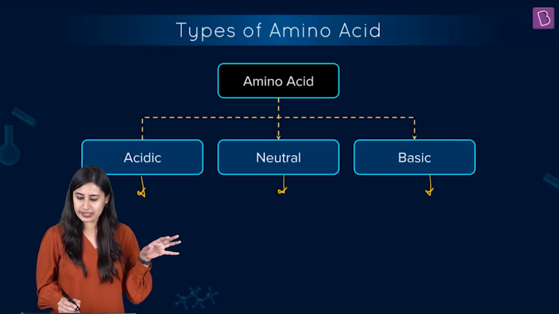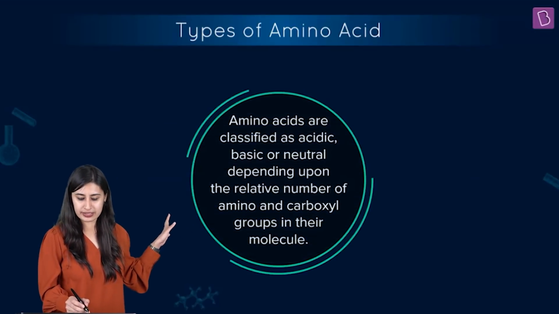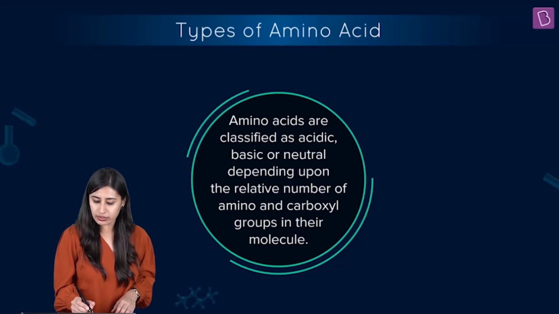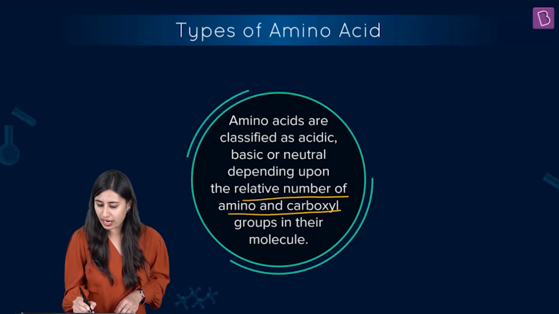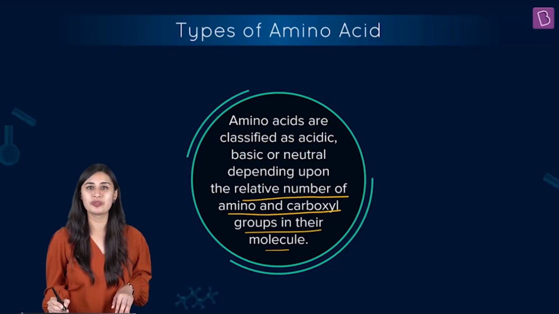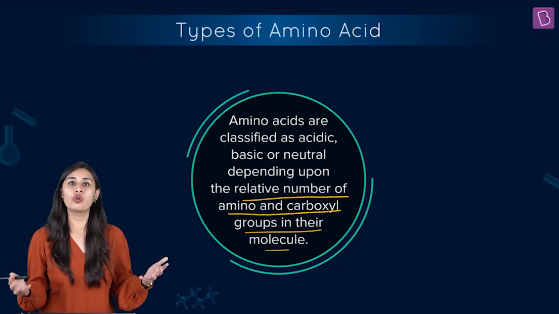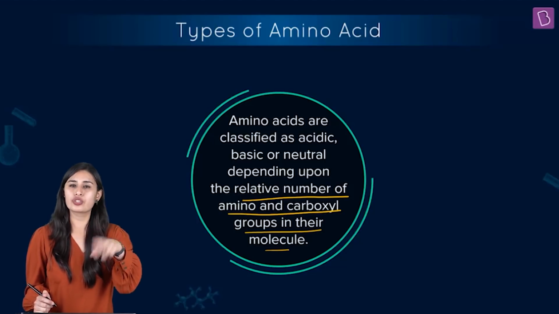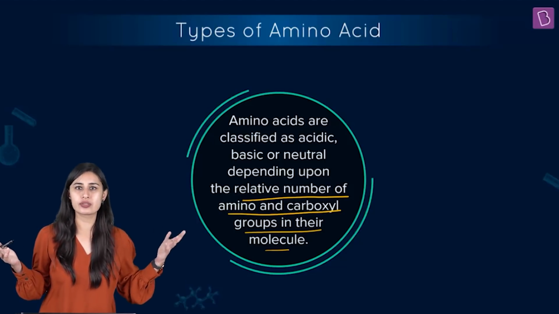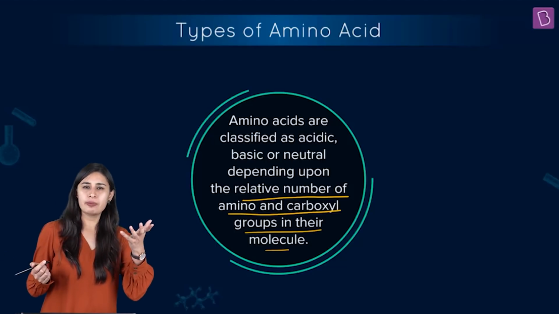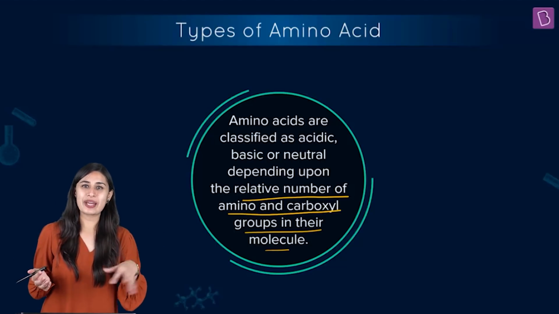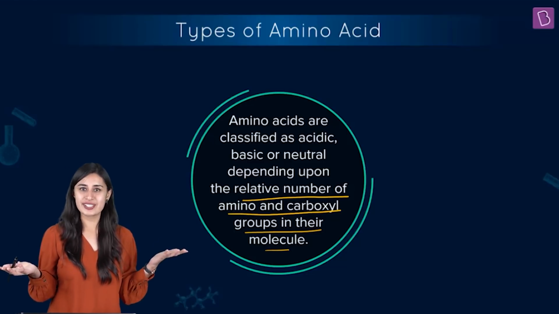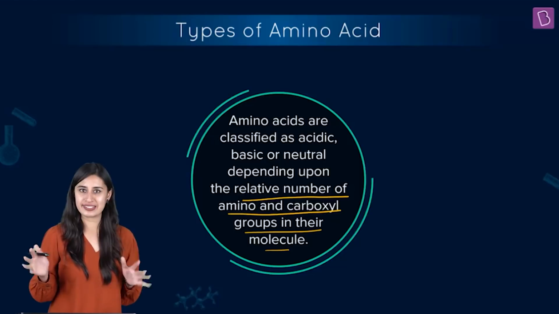When I talk about the types of amino acids, they are classified as acidic, basic, or neutral, depending upon the relative number of amino and carboxyl groups in their molecule. You know that one COOH and one NH2 is common to all the amino acids. So what may differ is, there might be places where more NH2 are present, there might be places where more COOH is present, right? And that decides what is going to be acidic or basic, isn't it?